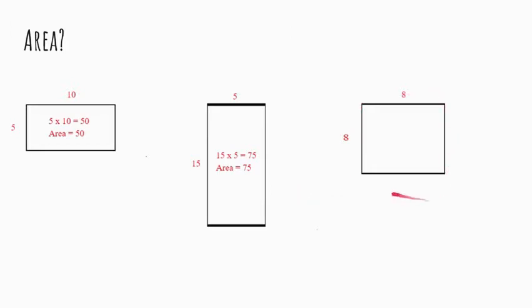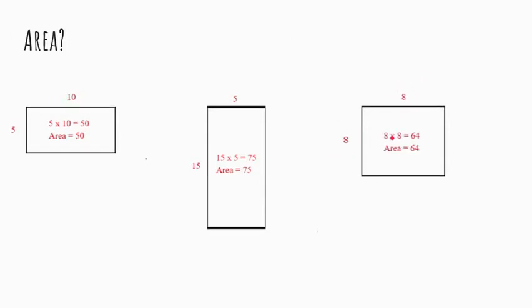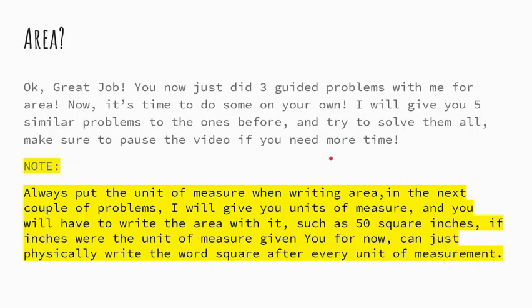Now watch out, this is a square. All the sides are the same on a square. So if this 8 was not here, you should still be able to solve this problem. But since it is, the formula for a square is side times side. So we use 8 times 8, which should get you 64. And so the area is equal to 64.